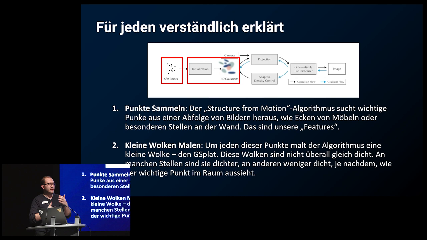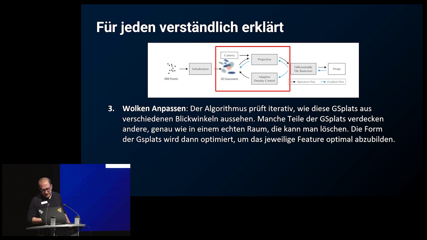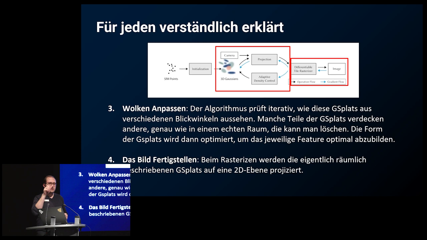And that's the iteration part in the center here. So basically the algorithm looks at itself and compares what it does with the ground truth, which is the source images, and checks if we are already close to the source images. And by iteratively running the algorithm, which is also shown by those blue arrows, the gradient flow is always looking back and checking if what I did looks more like the original source. And by doing that a couple of thousand times, usually between 7 to 30,000 iterations are needed for a good outcome, you get the final splat.